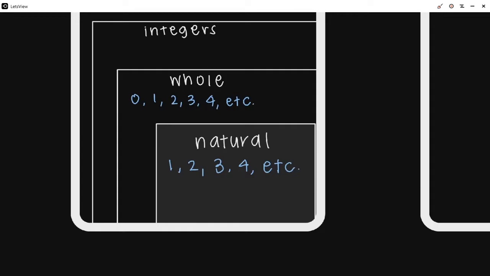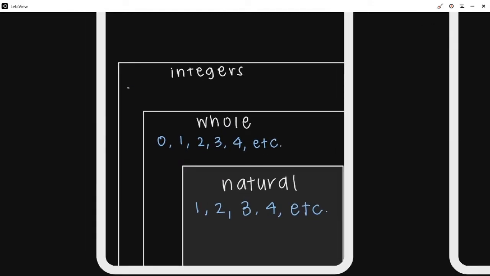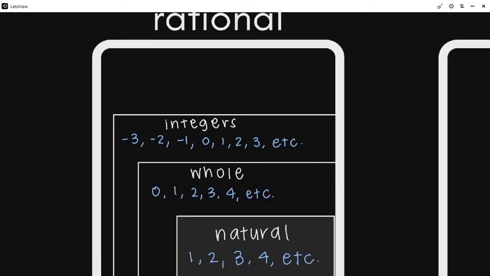And then for integers, so this will also include negative numbers. So -3, -2, -1, 0, 1, 2, 3, and you can keep going in both directions. And then the biggest category for rational numbers is any number that can be written as a fraction. So for example, 1/2, 3/4, 0.8, any of these would be considered rational.